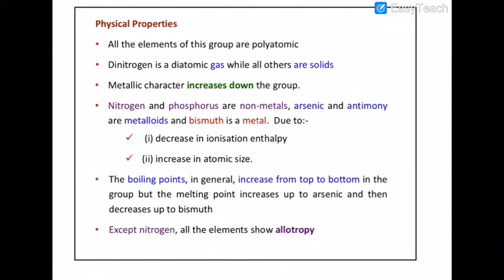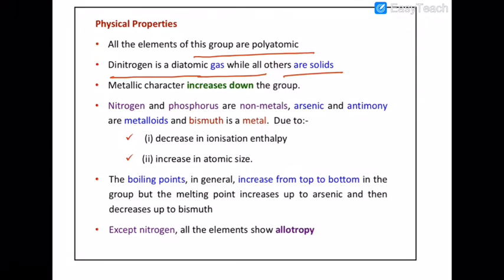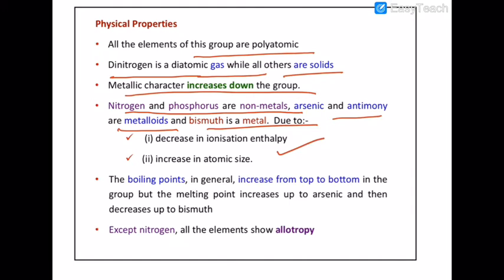I already told you about their physical properties, that they are polyatomic. Nitrogen is the only diatomic gas, while the others are solids. Metallic character increases down the group. Nitrogen and phosphorus are non-metals. Arsenic and antimony are metalloids, and bismuth is a metal, due to the decrease in ionization enthalpy and increase in atomic size.